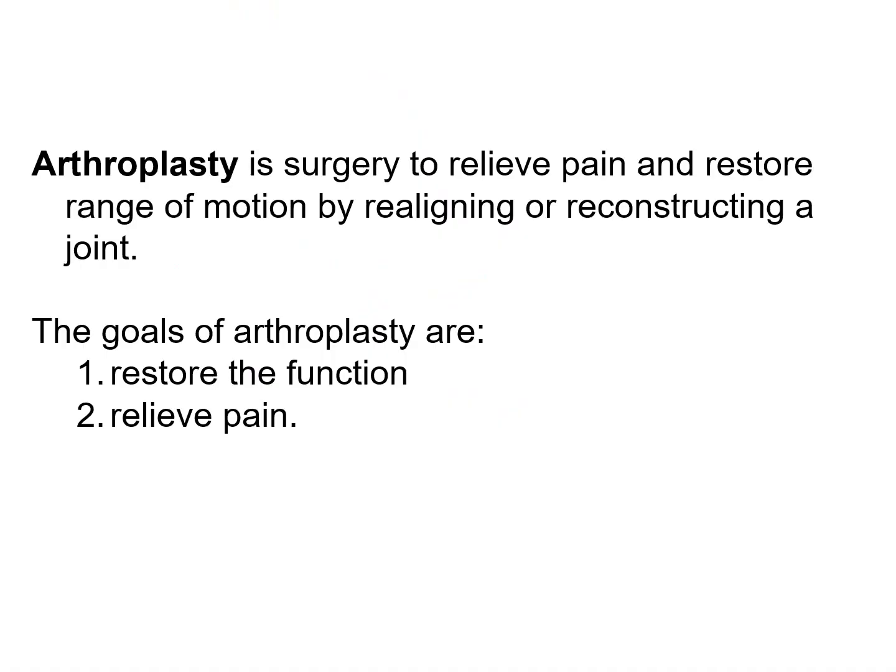So let's take an example of how we can look at equilibrium and use the idea of biomechanics in rehabilitation. So let's look at somebody that had a knee surgery. We call it arthroplasty. It's joint surgery, but it's usually surgery to relieve pain and restore range of motion. We look at either replacing or realigning the joint structure itself. So the goals of these are to restore function and relieve pain.